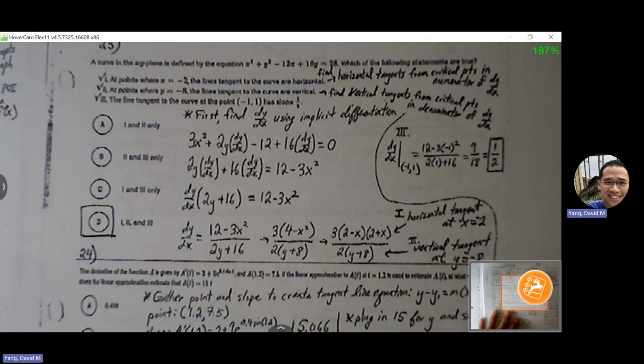So horizontal tangent is where we set the numerator of the derivative equal to 0. If I set that 12 minus 3x squared equal to 0, I can factor and get 3 times (2 minus x) times (2 plus x), set that equal to 0. And if I solve for x, I get 2 and -2. The first statement is that at a point where x equals -2, there's a horizontal tangent line.